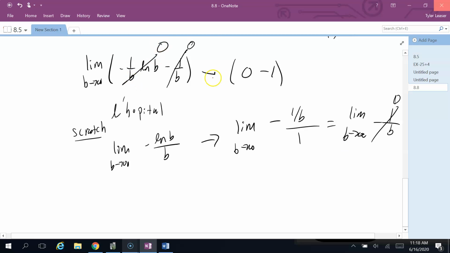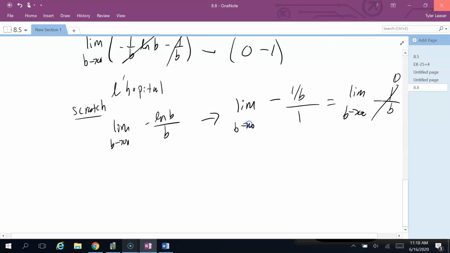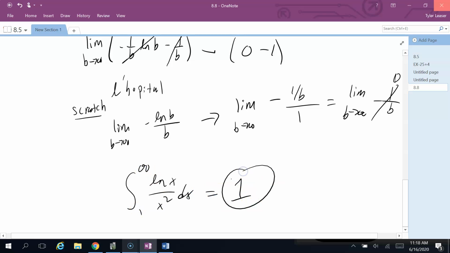The only thing we have left is this negative of negative 1. So that means that that integral up top, the integral of natural log x over x squared from 1 to infinity, has answer 1. Which means it converges. Okay, cool. So I hope you can kind of see how cool that is.